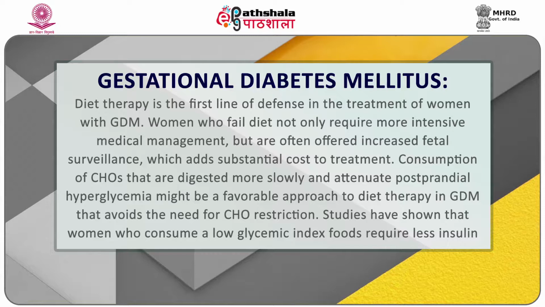Hence, the dietary modification that should be done in case of gestational diabetes would be consumption of carbohydrates that are digested more slowly and attenuate postprandial hyperglycemia. This might be a favorable approach to diet therapy in gestational diabetes mellitus that avoids the need for carbohydrate restriction. That means one should be eating foods which are rich in fiber, etc.